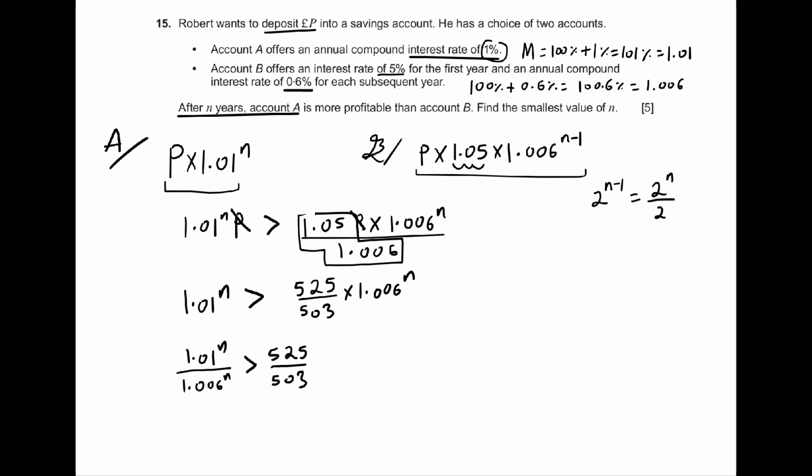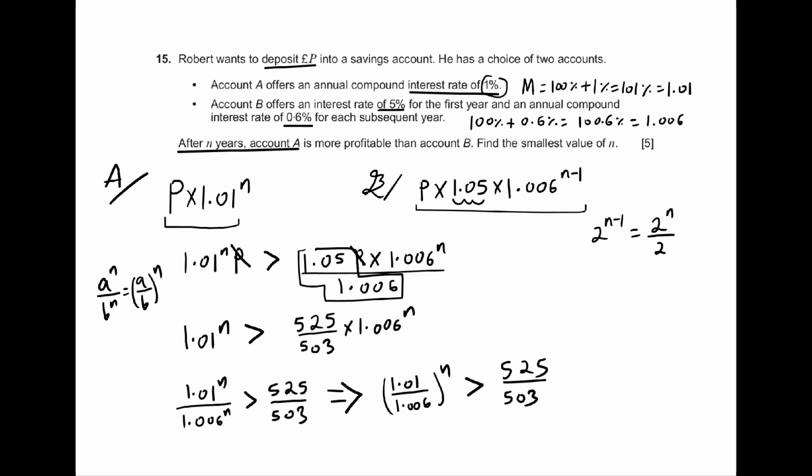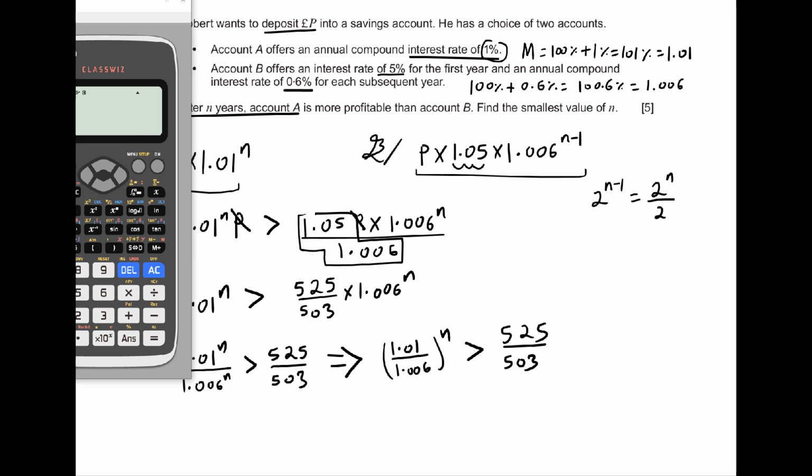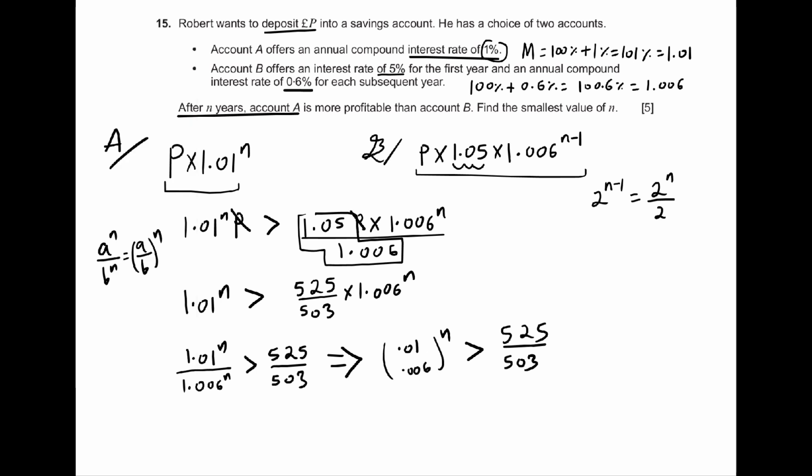Now, if I had a to the n over b to the n, that is the same as a over b all to the power of n. So the left-hand side is going to be 1.01 over 1.006 to the power of n, and that is greater than 525 over 503. Now 1.01 divided by 1.006 is 505 over 503. So we have that on the left-hand side.